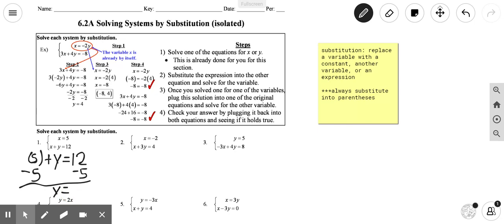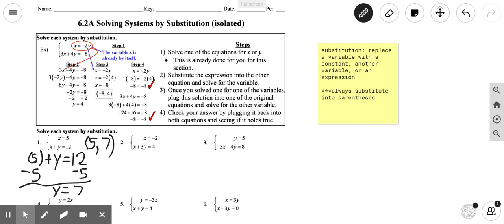Now, this is a very basic problem because x was already solved for us. Always write your final answer as an ordered pair unless it's a word problem, and then you should write it in sentence form.